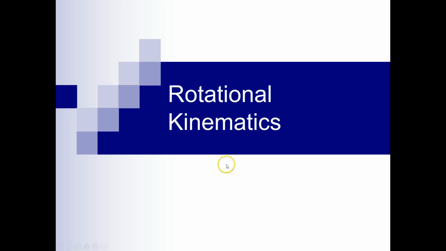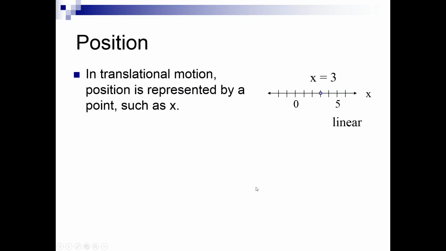Okay, those of you getting ready for the AP Physics C exam, this is a review of kinematics, or basically how things move in a circle. When we do this, we need to talk first about position, and in translational motion, position is represented by a point such as x. So in this diagram, we just have a basic number line, and we are at x equals 3.